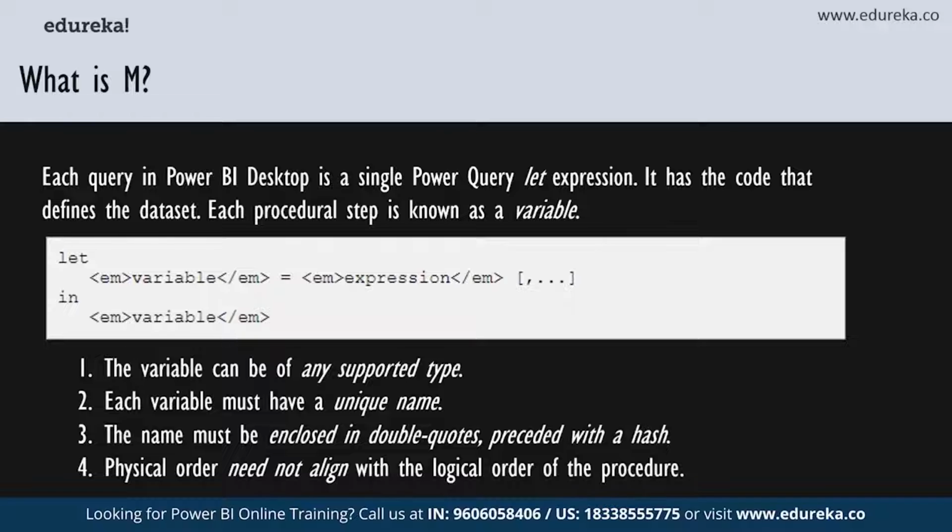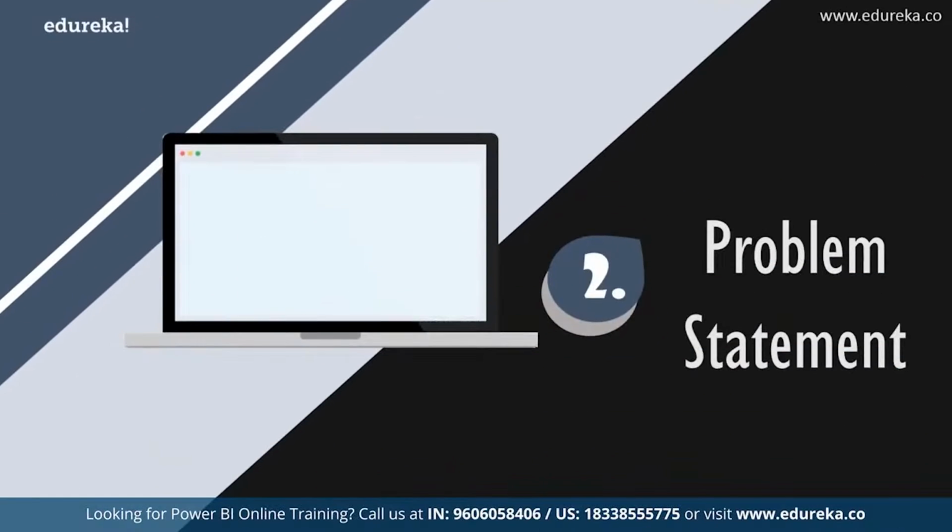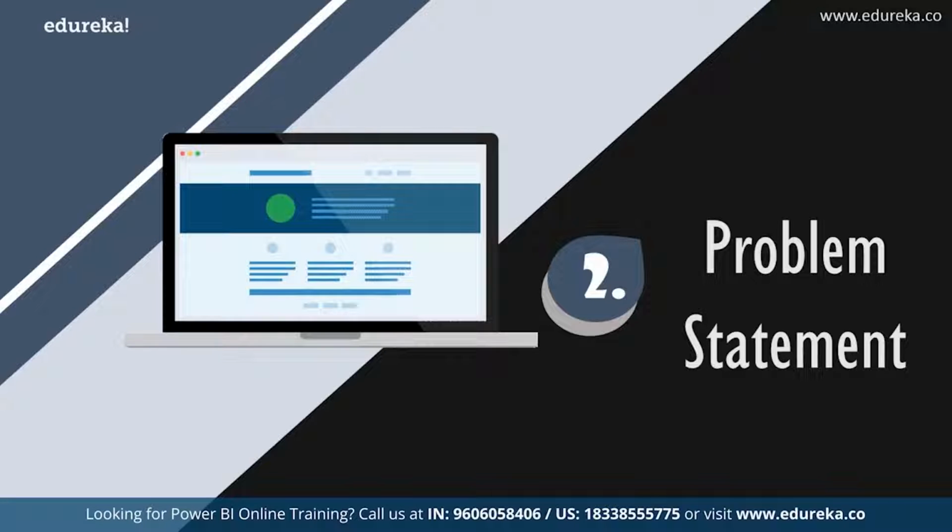So if you simply need to see a variable's value at any specific point in time, you can select its related step again in the applied steps section in the query editor. If you are not familiar with what it looks like, I'm going to show you in just a while once we open the demo machine. Now, when you select a step, you're essentially viewing the contents of the associated variable. With that, let's move on to our problem statement.